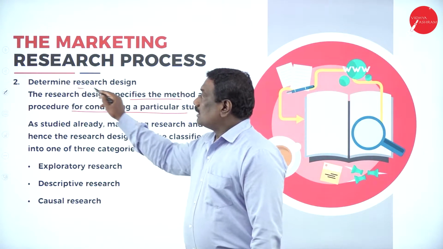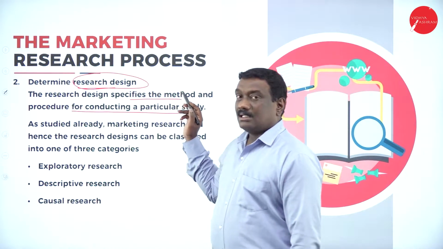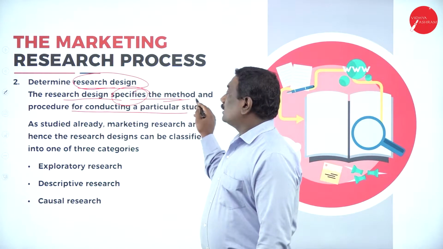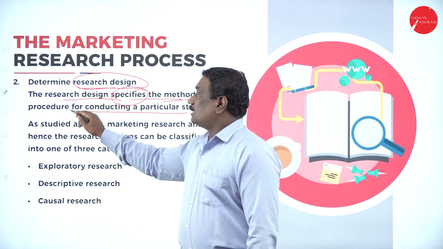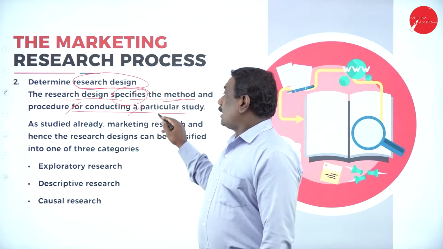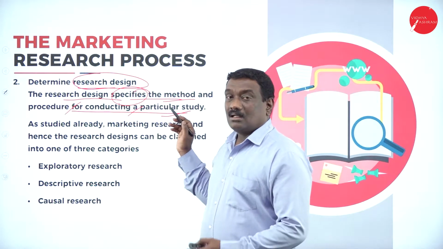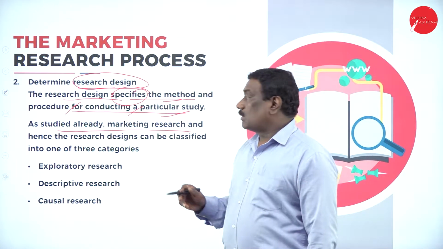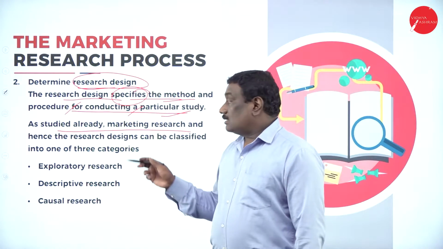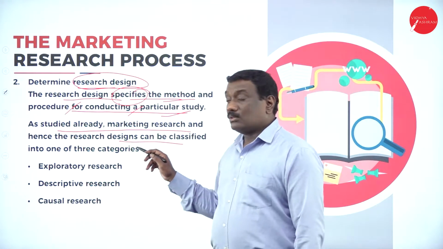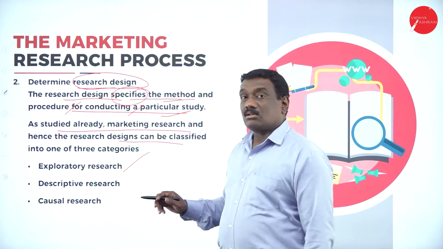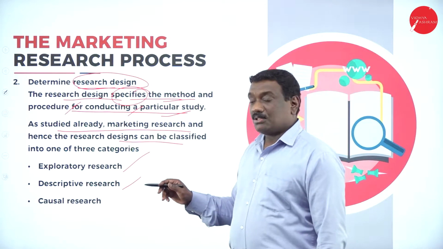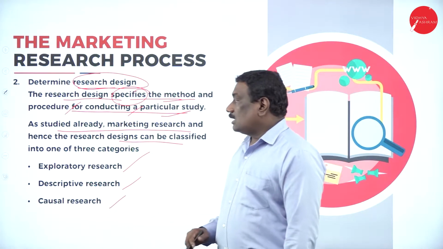So this research design is a very, very important aspect, because the research design will tell you the method to be used and what are the procedures and the method to be followed in order to conduct a particular study of that particular problem or the issues. Now, as we have already studied about marketing research, the research designs can be classified into 3 categories or 3 types. One is exploratory research, second is descriptive research, and third is causal research.